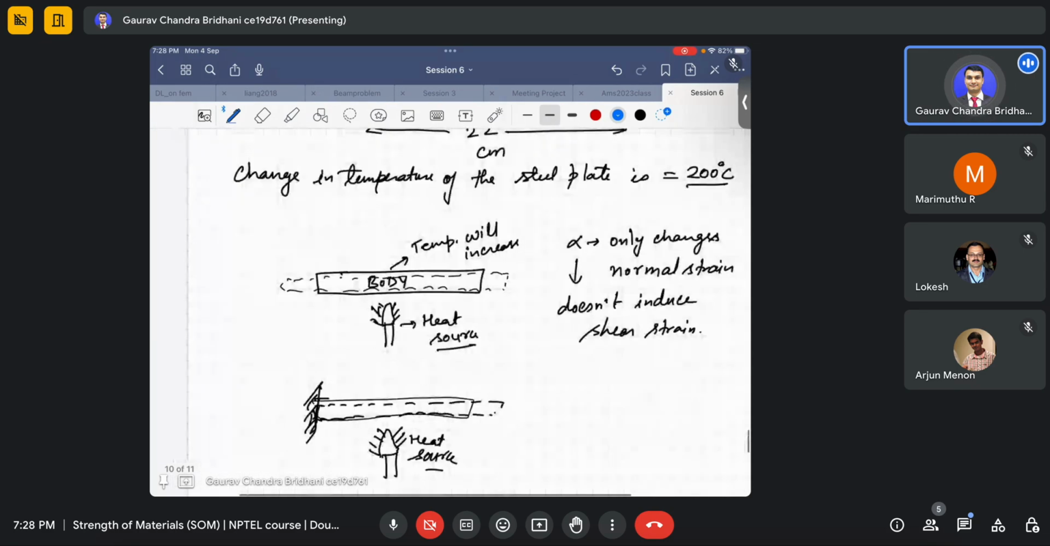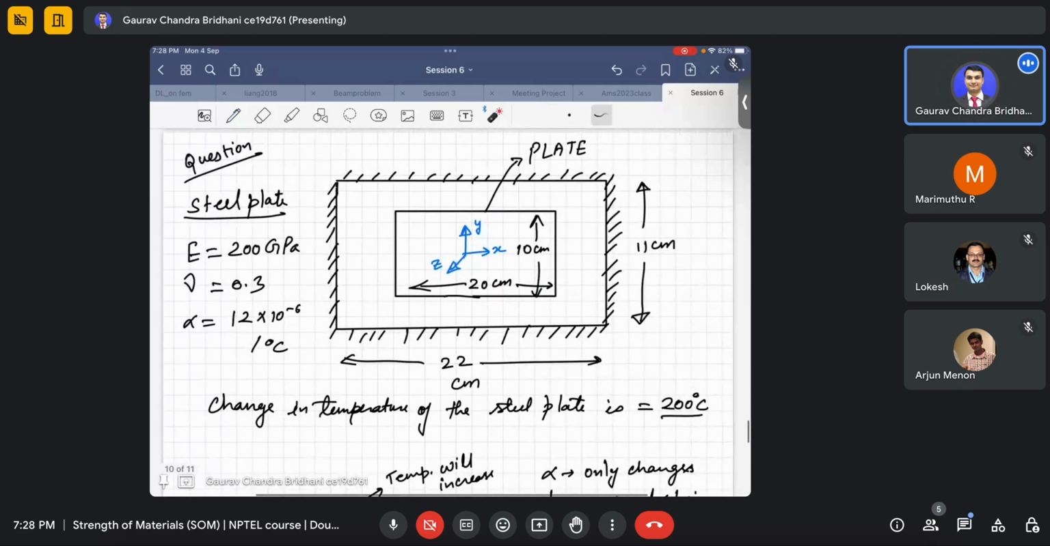Now, as I told, we found the strain induced by thermal loading. We have already found what strain it can incur. Now we need to find what will be the strain in this longitudinal direction, this x direction, and what will be the strain in y direction. So how do we do it? We know the original length of the plate, and we know the final length, so we can find the strain out of that. Similarly, we know the original length of the plate in y, and we know the final length in y. So we can find the strain in y also.